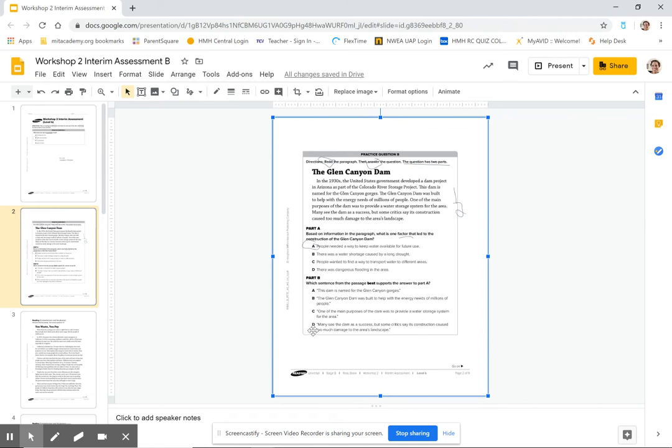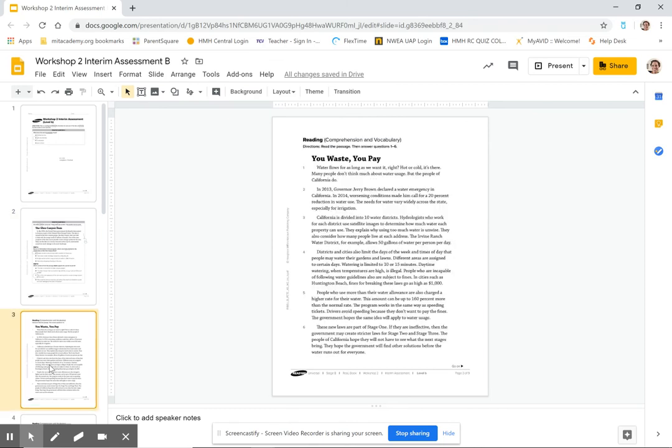However, let's look at D and see maybe if that's a better answer, because sometimes they trick you. Many see the dam as a success, but some critics say its construction caused too much damage to the area's landscape. Well, that's a totally different idea. So the answer is C, because that is the sentence that I looked at to find the answer A. This has to do with water storage, and A refers to keeping water, which is having to do with water storage.